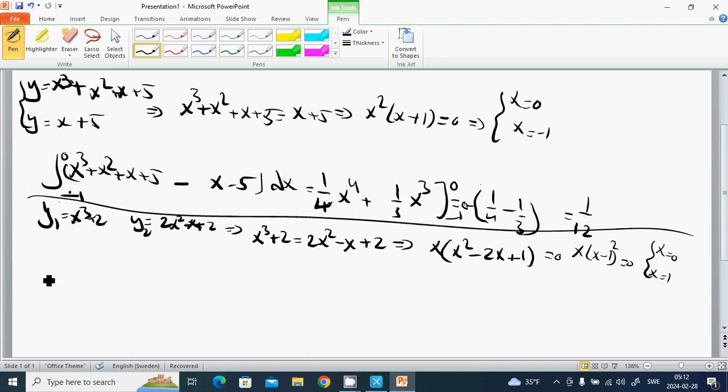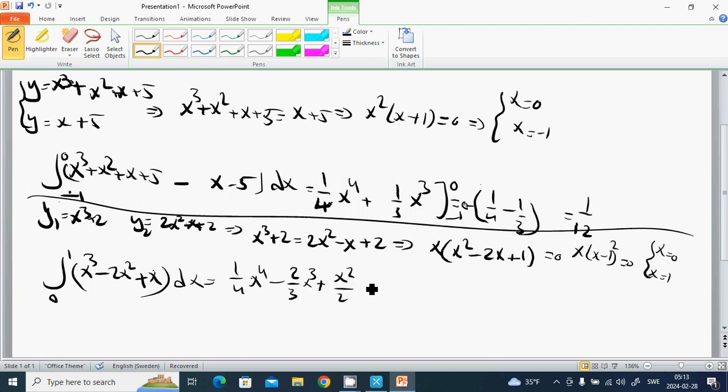Then we are going to have an integral from 0 to 1 of x^3 minus 2x^2 plus x dx, this one minus this one. It is 1/4 x^4 minus 2/3 x^3 plus x^2/2 between 0 and 1, and it is 1/4 minus 2/3 plus 1/2 minus 0. It is 1/12.